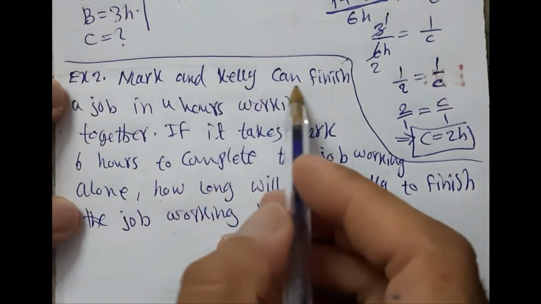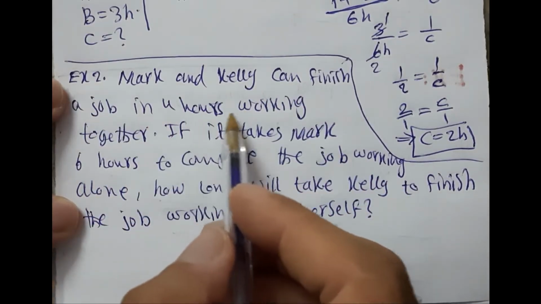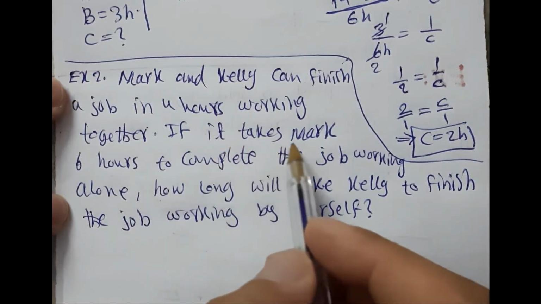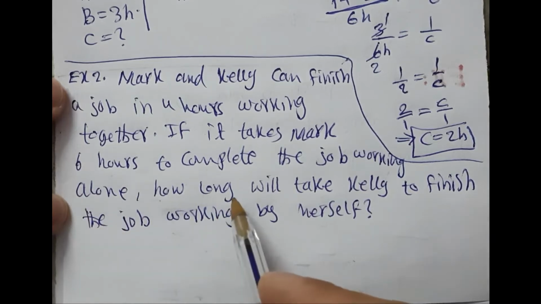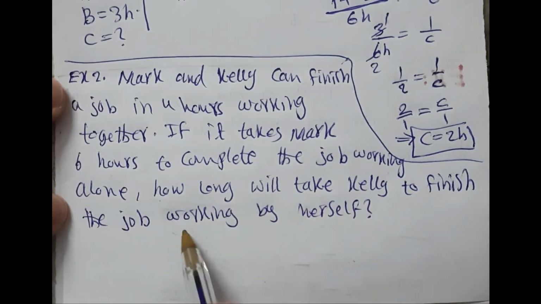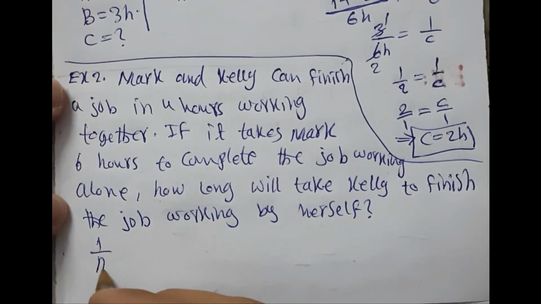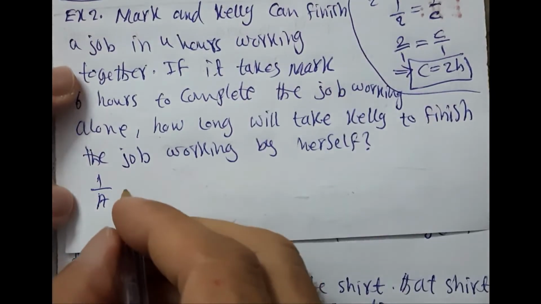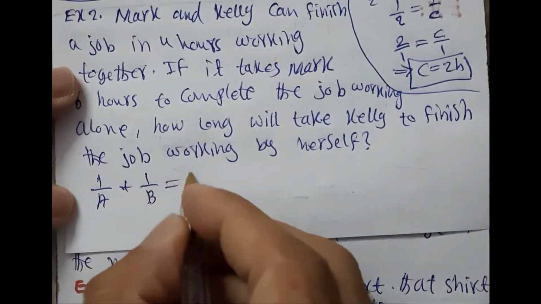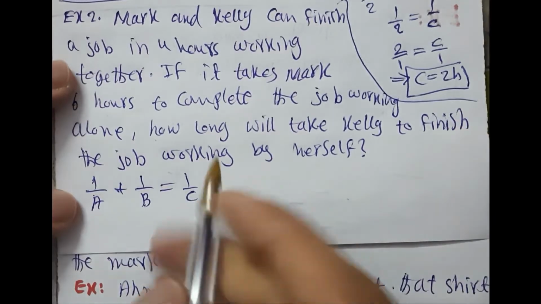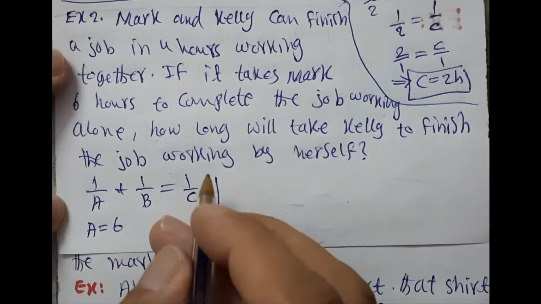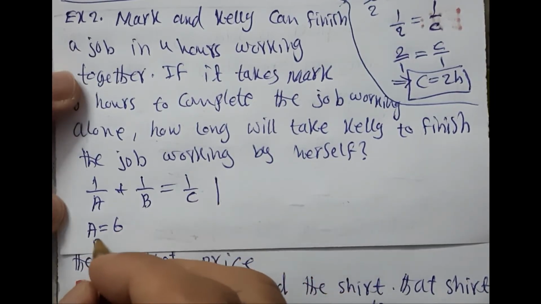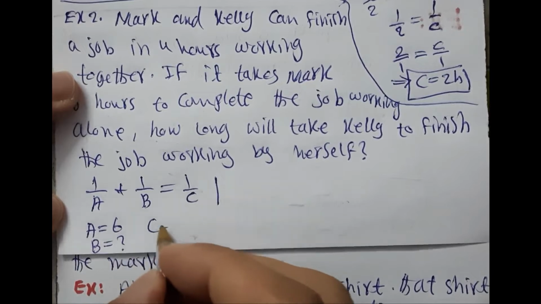Example 2. Mark and Kelly can finish a job in 4 hours working together. If it takes Mark 6 hours to complete the job working alone, how long will it take Kelly to finish the job working by herself? Now we have the formula 1 by A plus 1 by B is equal to 1 by C. Here A is equal to 6 hours, B is unknown, C is equal to 4 hours.